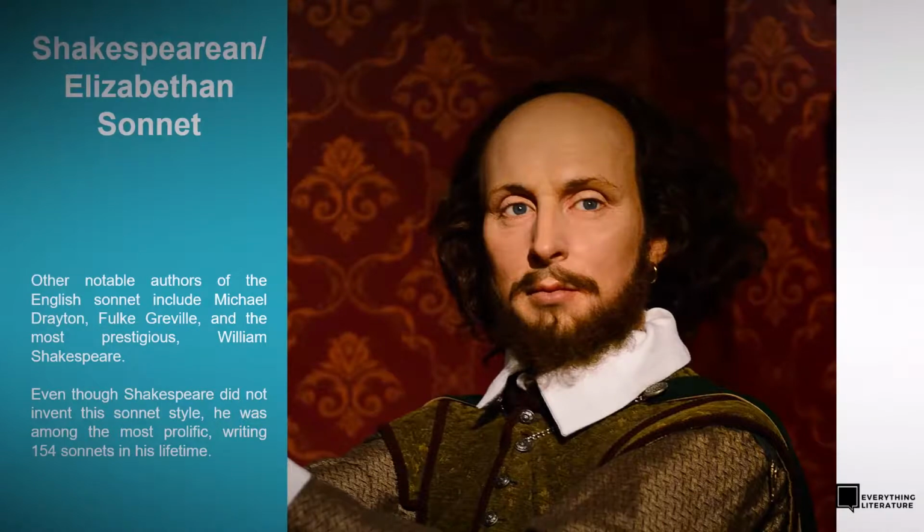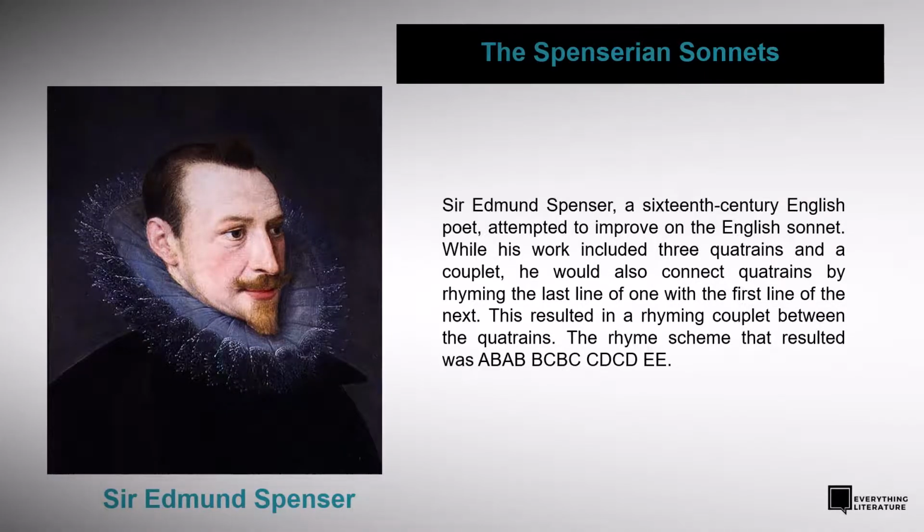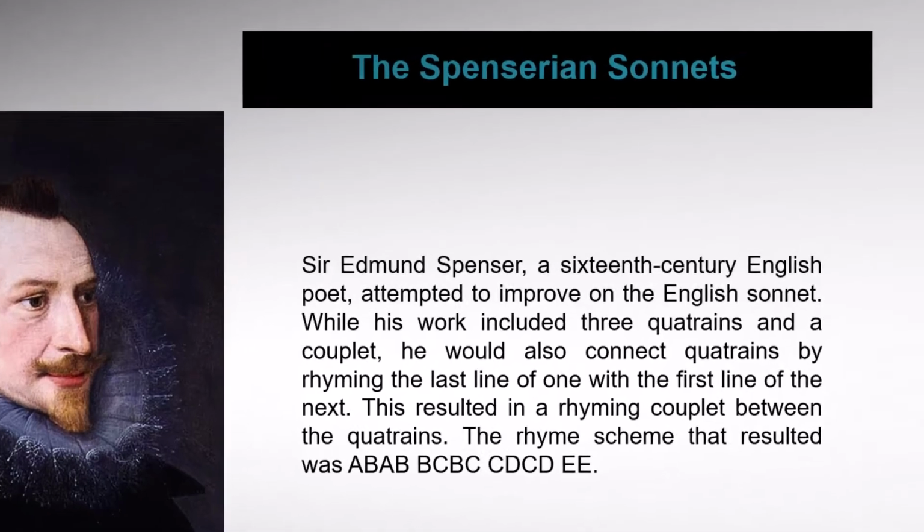Okay, we have the Spenserian sonnet. Sir Edmund Spenser, a 16th century English poet, attempted to improve on the English sonnet. While his work included 3 quatrains and a couplet, he would also connect quatrains by rhyming the last line of one with the first line of the next. This resulted in a link between the quatrains. The rhyming scheme that resulted was A, B, A, B, B, C, B, C, C, D, C, D, E, E.